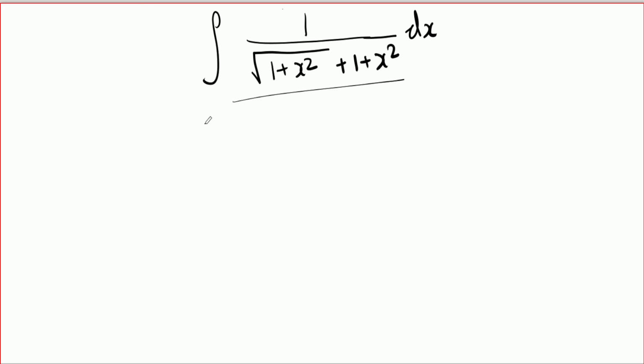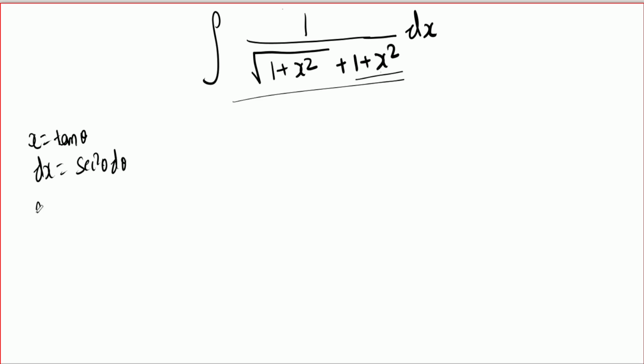What should I do? I have here 1 plus x square, right? So I think if I substitute x equal to tan theta, then this might work, because 1 plus tan square theta is sec square theta, right? And differentiation of tan theta is also sec square theta, so there might be some factor that gets cancelled out. Okay, so let's try this. If I substitute x equal to tan theta, then we have dx equal to sec square theta d theta, right?